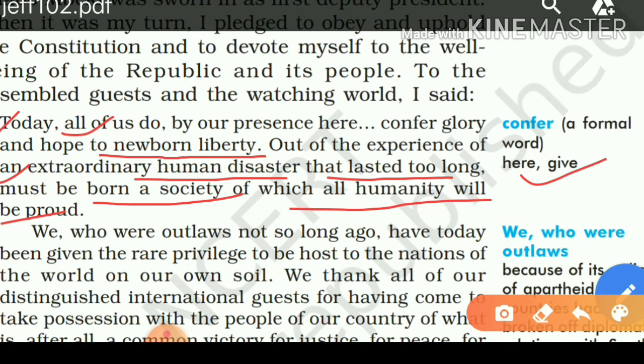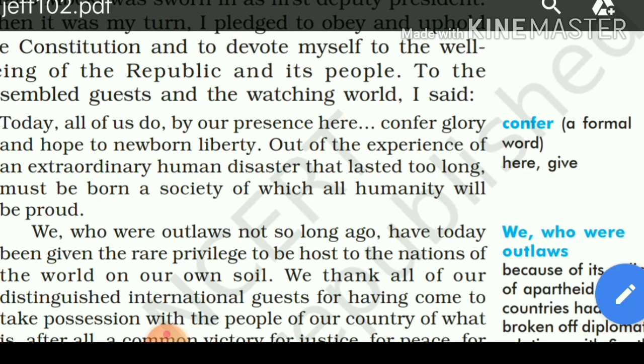Actually, this all discrimination, this apartheid system, began in the year 1900. Means you can say that it was the first decade. Okay, fine. It was the first decade of the 20th century when this all started, and till the end of the 20th century, means the last decade, South Africa could get freedom from this apartheid system.